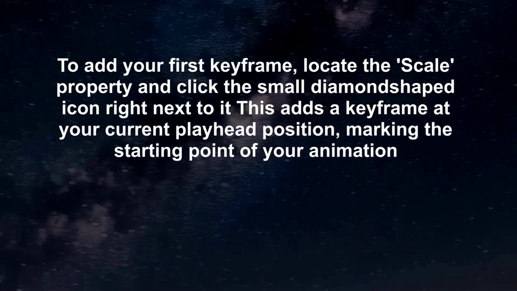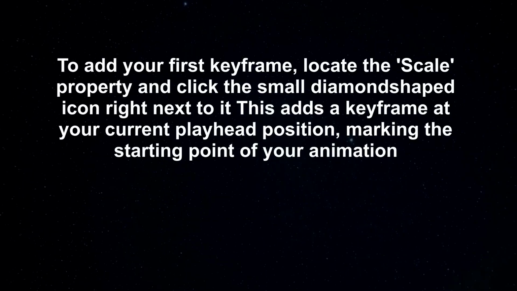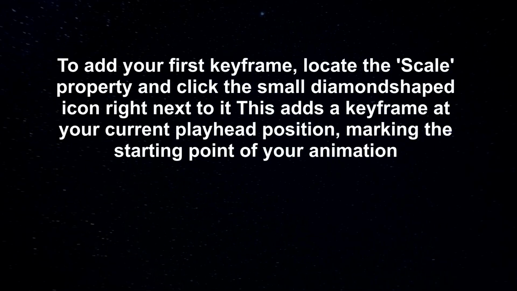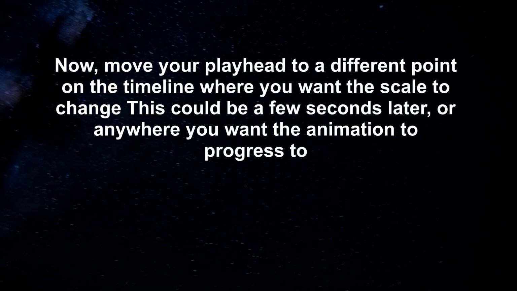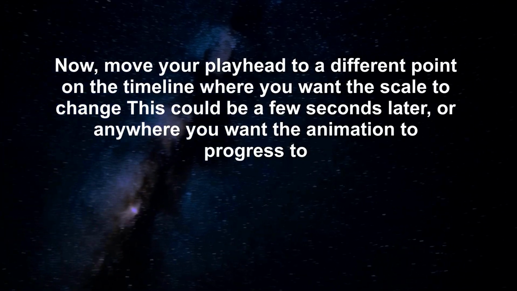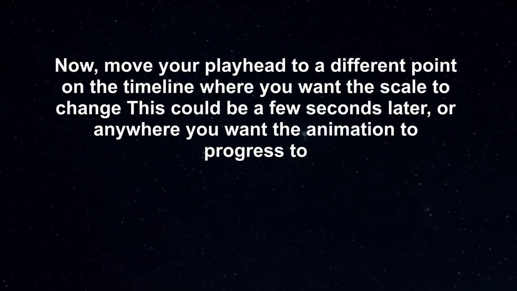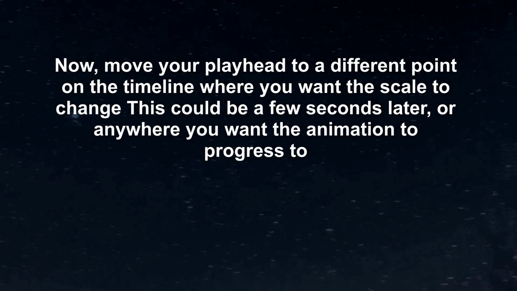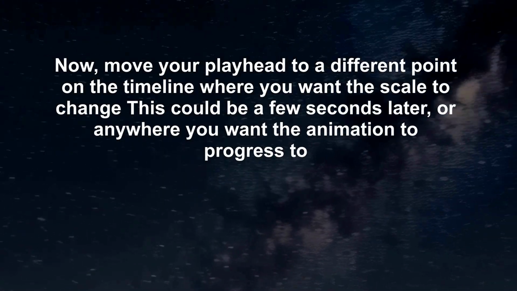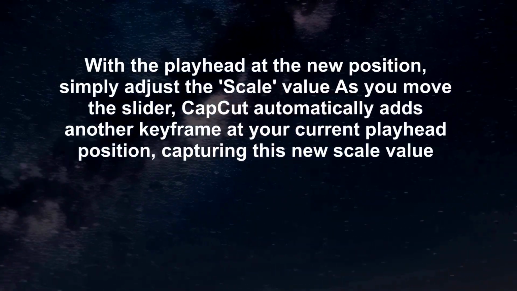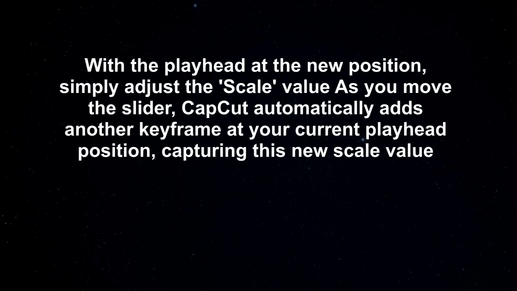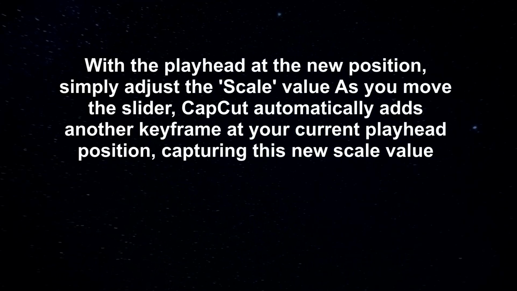This adds a keyframe at your current playhead position, marking the starting point of your animation. Now, move your playhead to a different point on the timeline where you want the scale to change. This could be a few seconds later, or anywhere you want the animation to progress to. With the playhead at the new position, simply adjust the scale value as you move the slider.